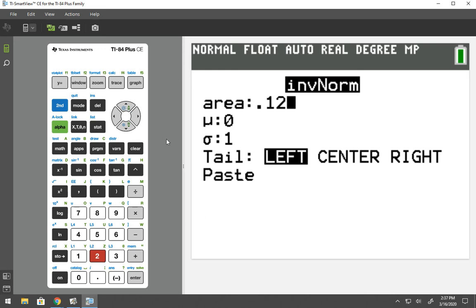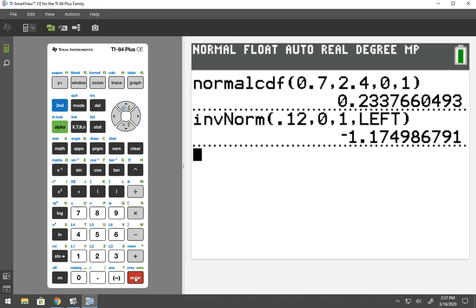My mu value was definitely a 0 because this is a standard normal. My standard deviation is a 1. I know it's a left. I'm going to hit paste. I'm going to calculate, and I get approximately negative 1.17.